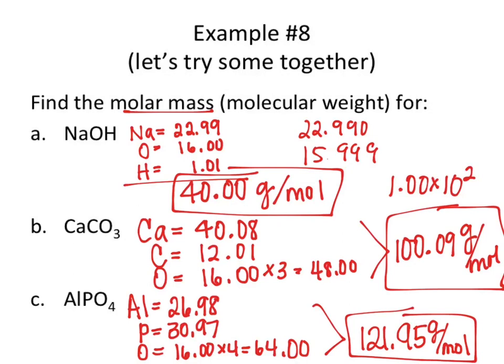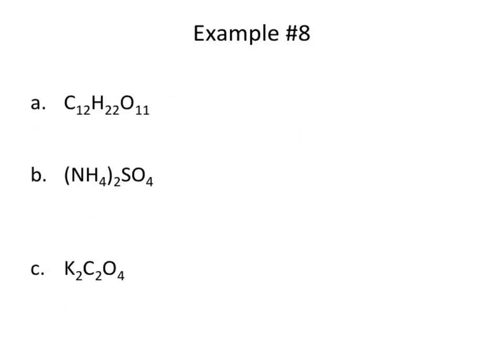Or just round it up? That would be fine. A lot of questions might say to the correct significant figures or to the correct decimal place. So if I said to the correct decimal place, we're going 2 decimal places, so you could say 122.00. Still be right. Okay. Next.